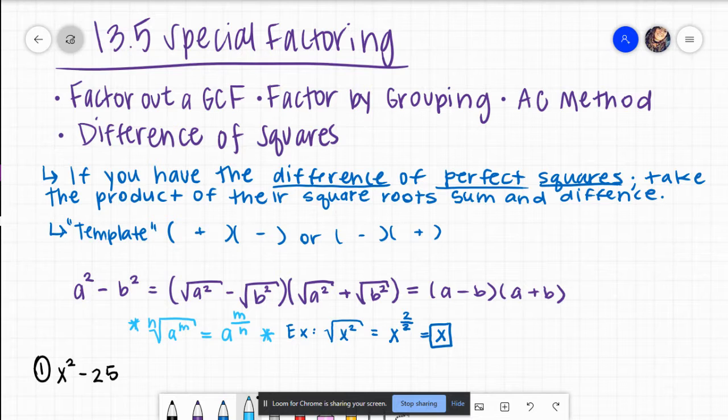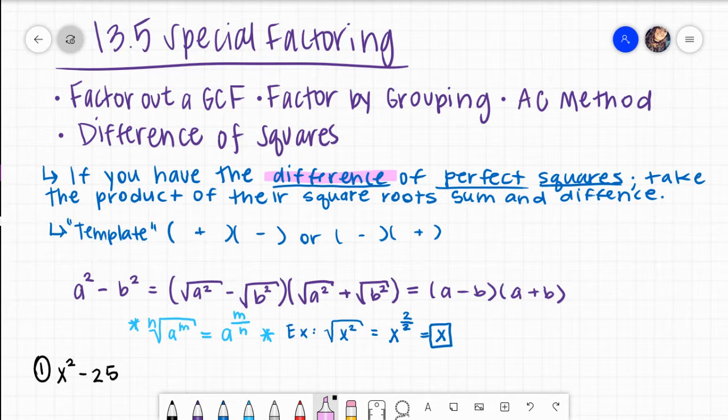If you have the difference of perfect squares, very important, it's got to be a difference problem and they have to be perfect squares, you take the product of their square roots, sum and difference. So product means that we're multiplying, right? If you look right here, I kind of call this a template.